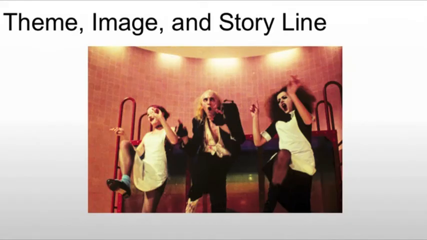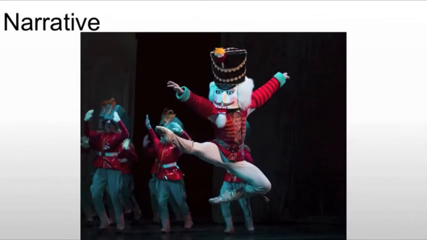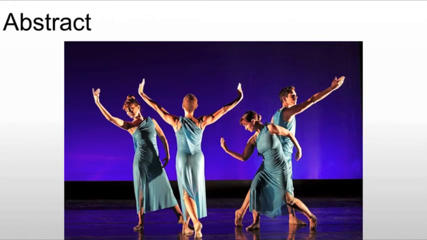Which brings us to theme, image, and storyline. So we have to look at how a dance communicates its ideas. There's three primary ways it's going to do this, or three primary forms. We're going to see narrative, abstract, and divertissement. So a narrative dance is a dance that tells us a story. The Nutcracker, Swan Lake. Some of the most famous ballets and dances out there are giving us some kind of story. Then we can have something abstract, which is a theme without a story.